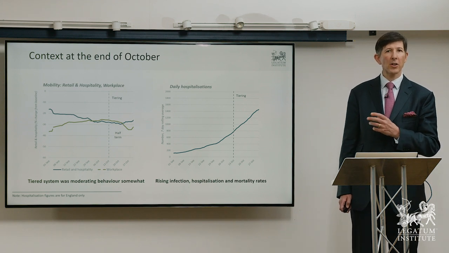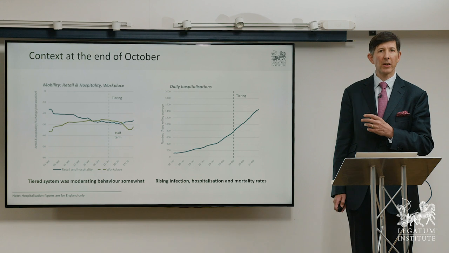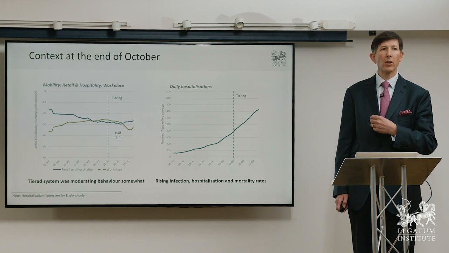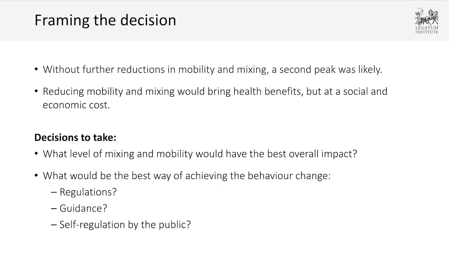So that's the context the decision makers were confronted with when at the end of October, they needed to review the policy for England. And what had to be considered was the sense that if there were not any further reductions in mobility, there was a significant risk of a second peak. However, there was also a balance to be struck, because such reductions in mobility that would help reduce infections and ultimately hospitalizations and mortality would also have negative economic and social consequences.